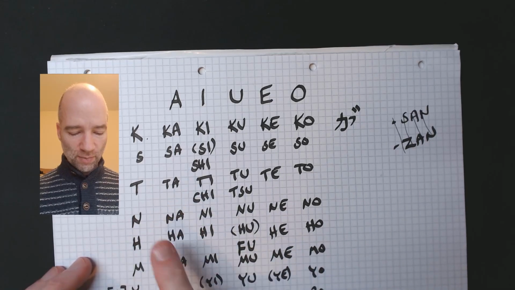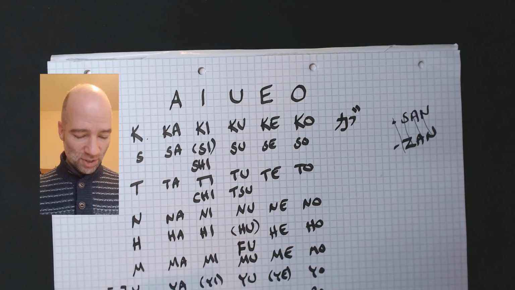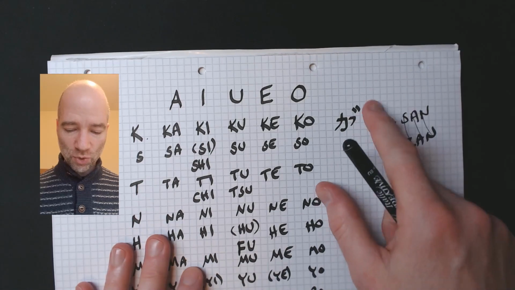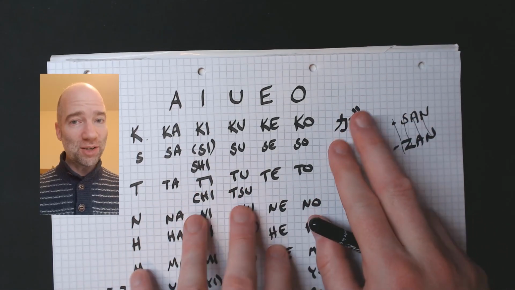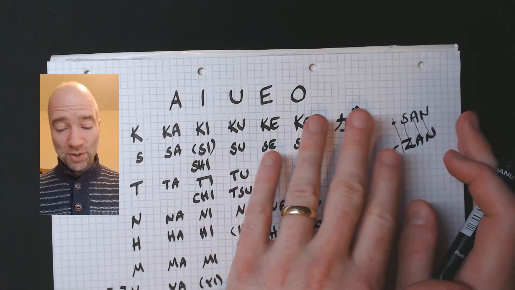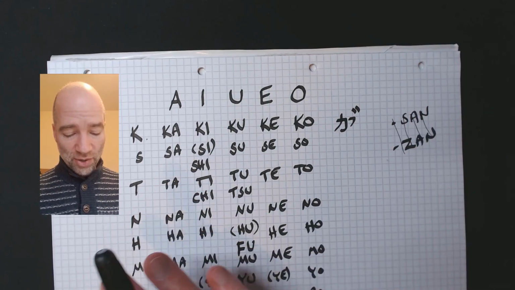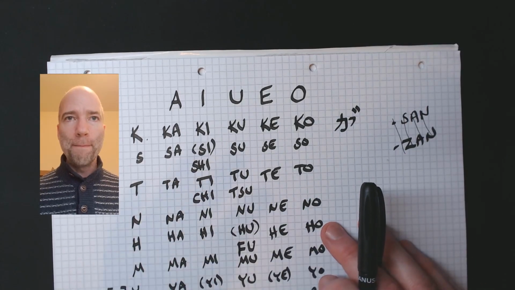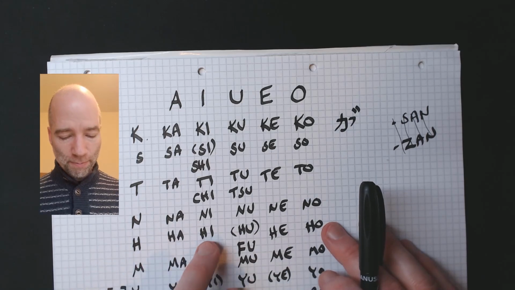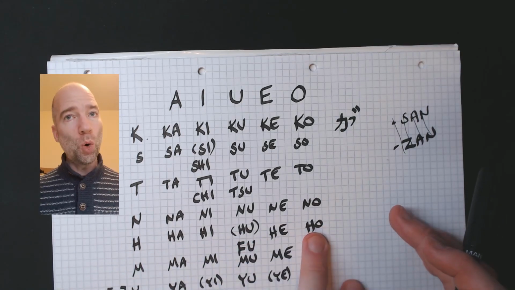And then the H sign is a bit particular there, because when you put the quotation marks, the voicing mark, I should call it, I'm not sure what name, I'm sure it has a name, but I don't know what it is. On the H line, it becomes a B. So it is ba, bi, bu, be, bo.